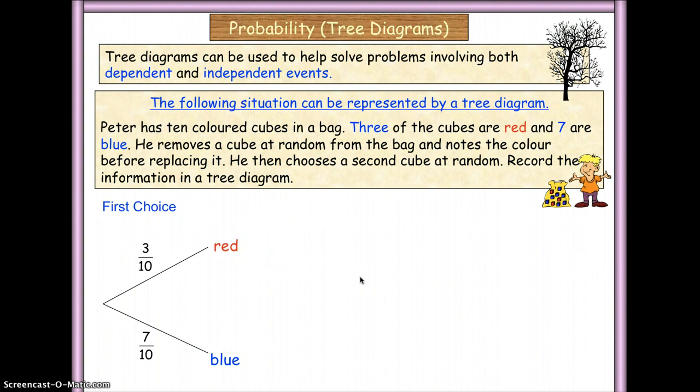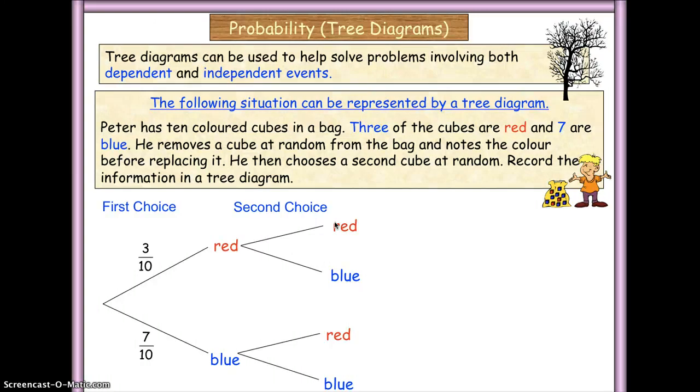So we need to put the second one, the second leg or the second arm, and this is for the second choice. Okay, for the second choice, again, it could be red or blue on both cases. Okay, so I'm going to put it there. Because Peter put the first cube back, we know that there are still 10 cubes inside the bag. So there are still 3 red and 7 blue. So I'm going to put that as the probability on all cases.